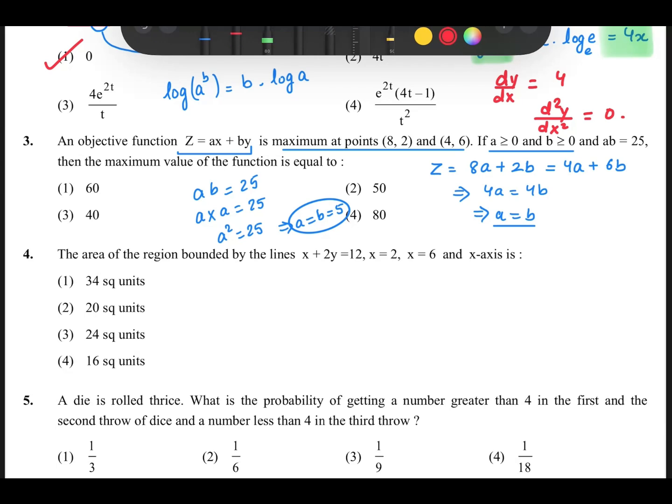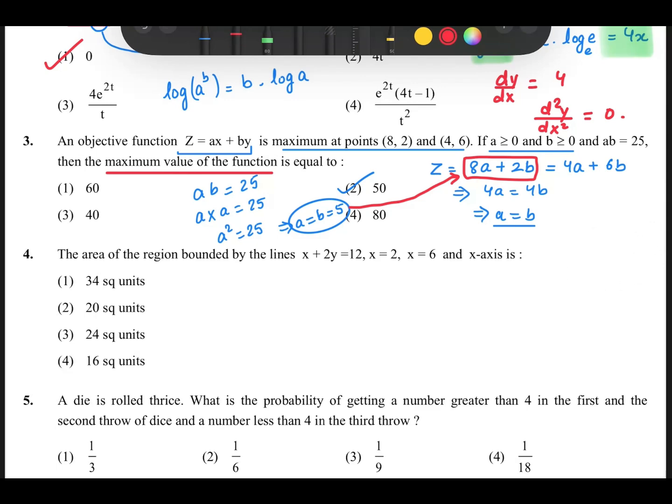Again, he's asking about the maximum value of the function. You can put it here in 8a plus 2b. What you'll get is 8 times 5 plus 2 times 5. So finally you get 40 plus 10, that is 50. So this is our option 2, which is the correct option. I hope these questions are clear. Easy questions, we can do them easily.